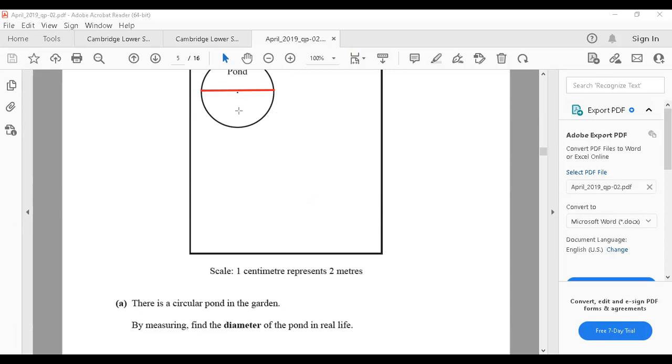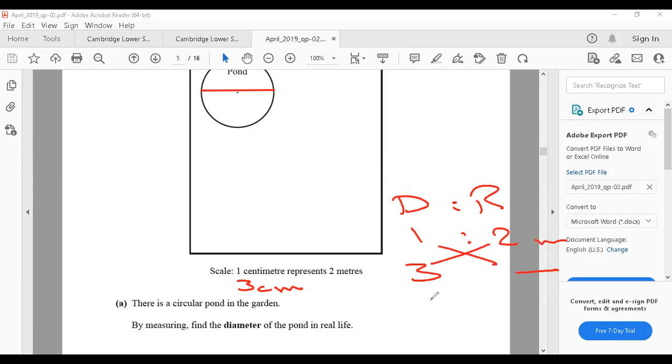Okay. And we will assume that the diameter here in the drawing is 3 centimeters. So what is the real life? It will be in this form: 1 is for the drawing, and this is for real. 1 centimeter represents 2 meters, but 3 centimeters represent what? I will cross-multiply. So it will be equal to 6 meters, because 3 times 2 divided by 1 equals 6 meters in real life. So do you know now how we can measure the diameter of the pond in real life?